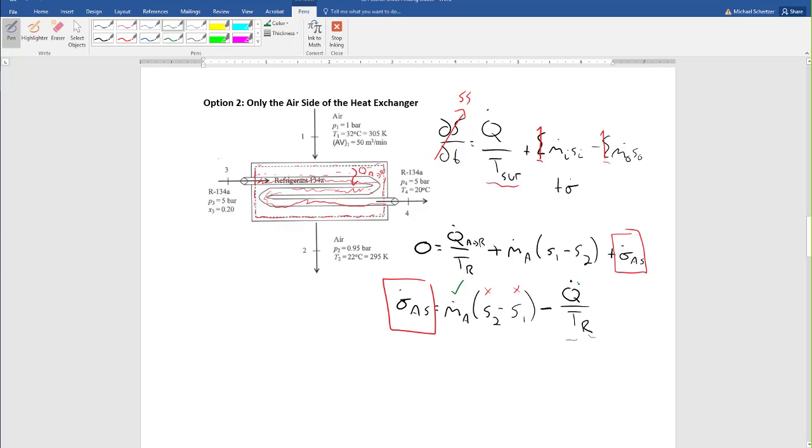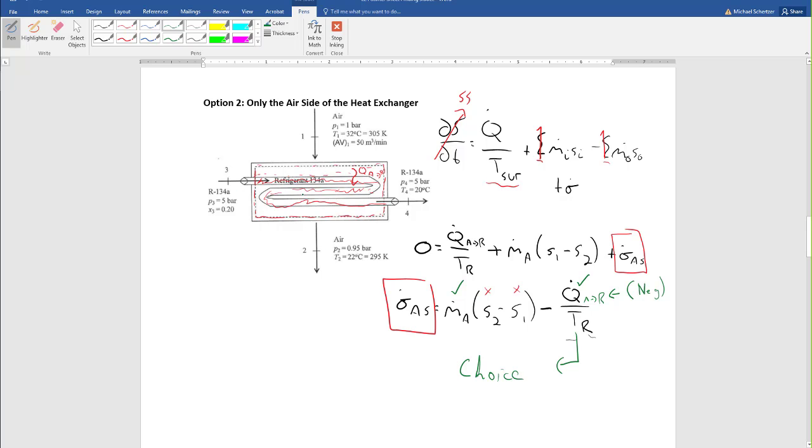I have to get the sign right. This is from the air to the refrigerant, so this value is going to be a negative number, because the air is losing heat. So this is going to be a negative number, which means this whole term I expect to be positive, right? And then I have to make a choice here.